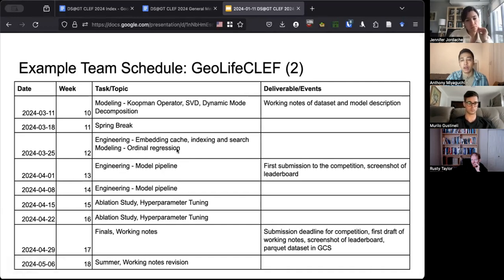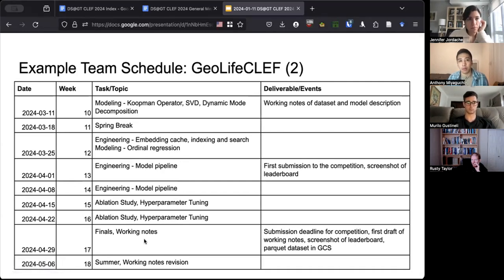So after spring break, it's really going to be kind of heavy on the implement and submit things and tune them. And then the working notes will just kind of be done at the end of the semester. Thankfully, it aligns pretty well.